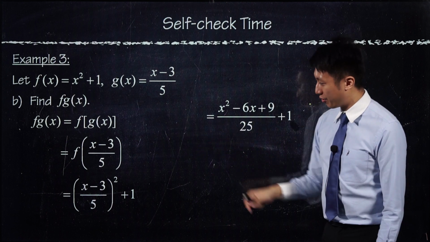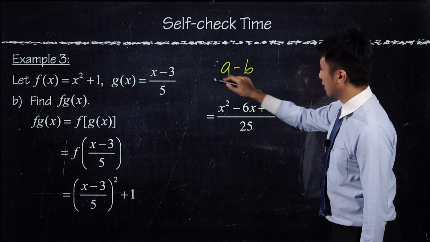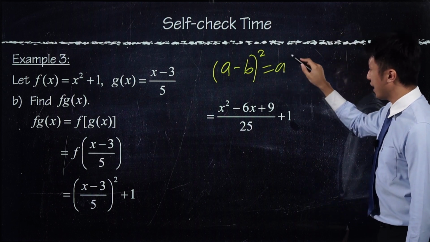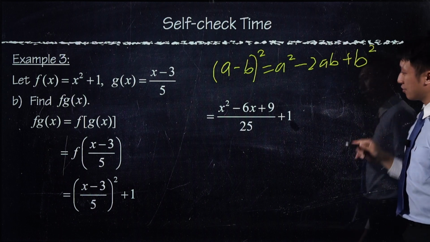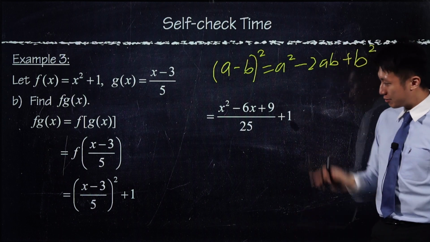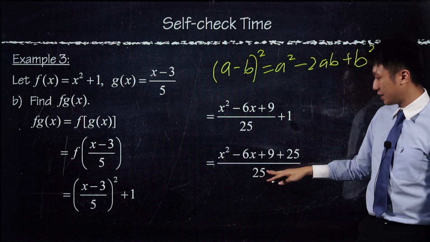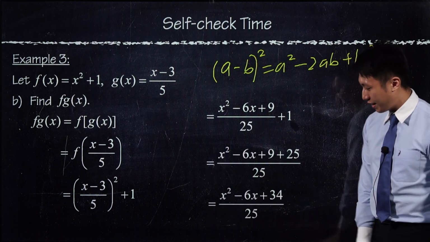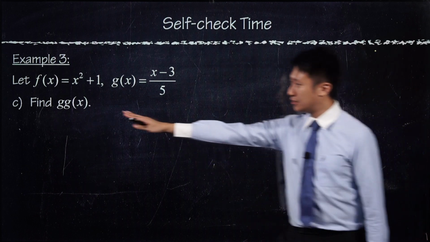Square it on top and below. So you're going to use this one, right? a minus b, the whole thing squared, is equal to a squared minus 2ab plus b squared. Don't forget this easy formula. Okay, you get this one. Then simplify it. You have to combine these two, make them have the same denominator. Then simplify it, get this answer. No problem. Move on.